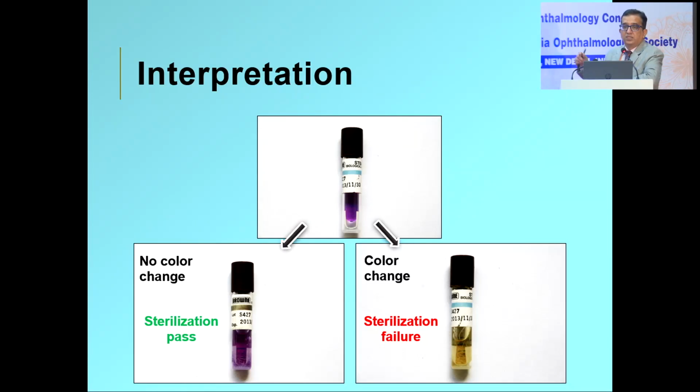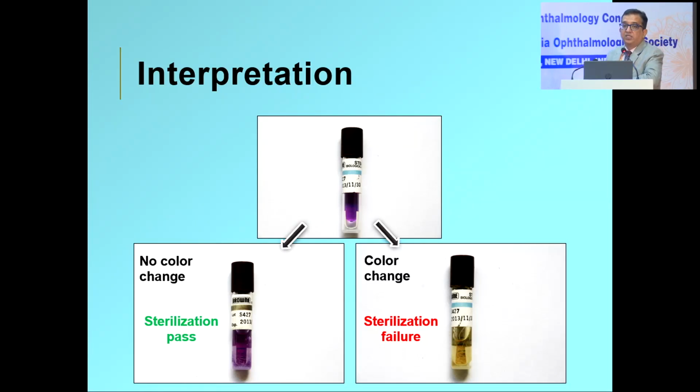Once you put this vial inside the load, get the sterilization completed, and you take it out, there is a small ampule. You see this blue media, and inside the media there is a glass ampule. You squeeze the glass ampule, and the spores that are present within it will come into the media. If your sterilization process is good, all the spores would have been killed, so there will not be any change in this media indicator.